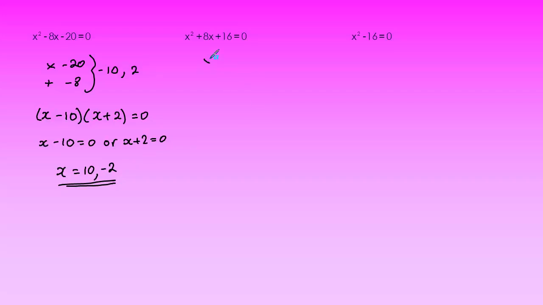For this one here, we want them to multiply to give 16 and add to give 8. So 4 and 4. So we have x plus 4, x plus 4 equals 0, or x plus 4 all squared equals 0. So x plus 4 is equal to 0, and the other one will be x plus 4 equals 0 as well. So x would be negative 4.